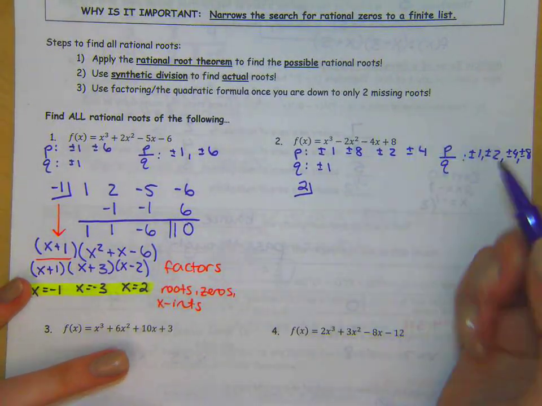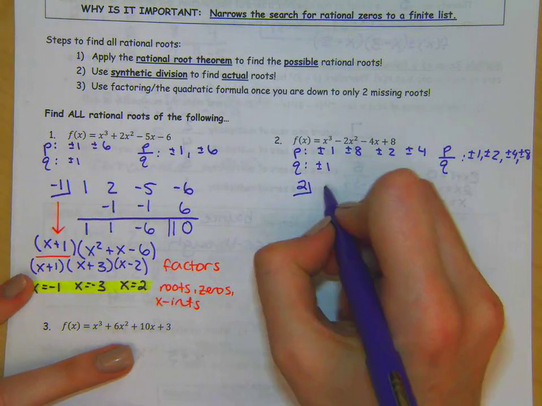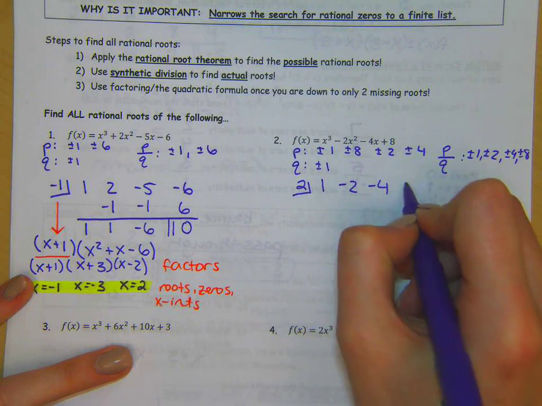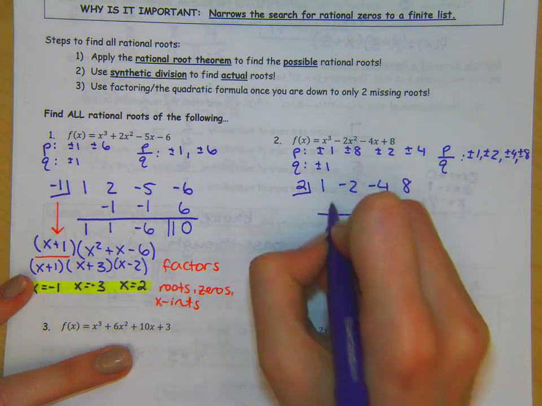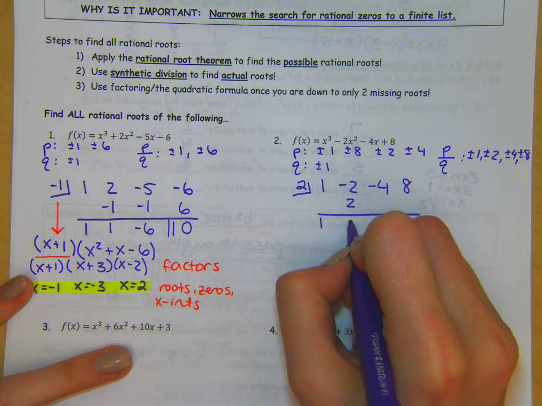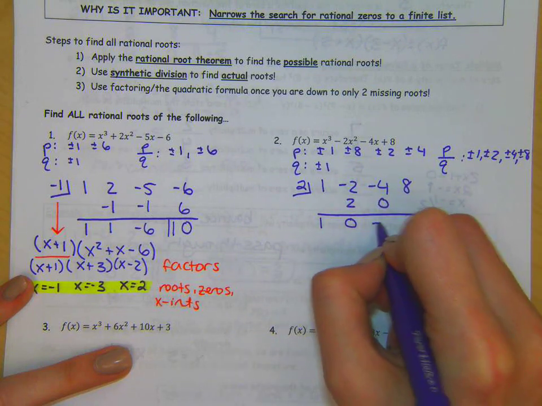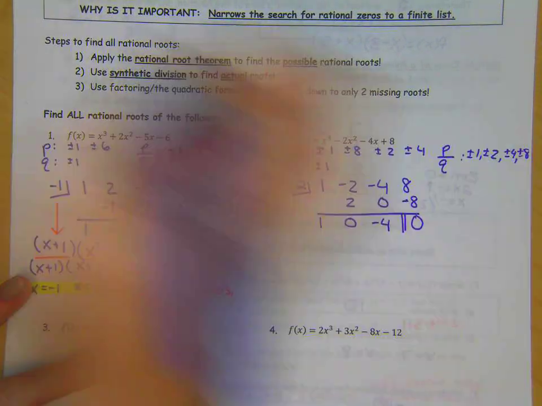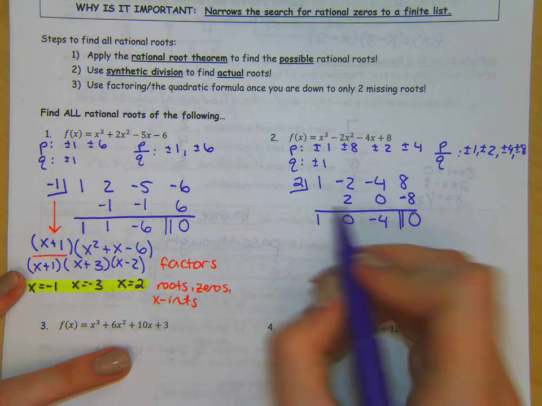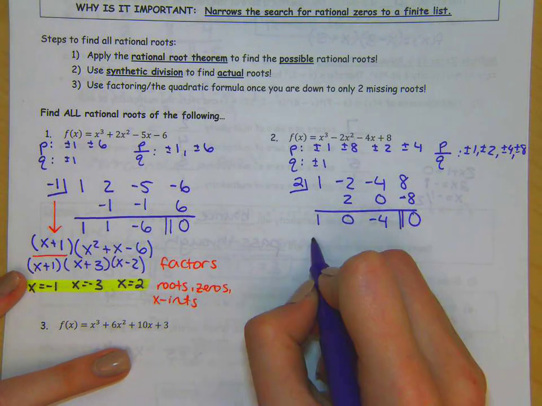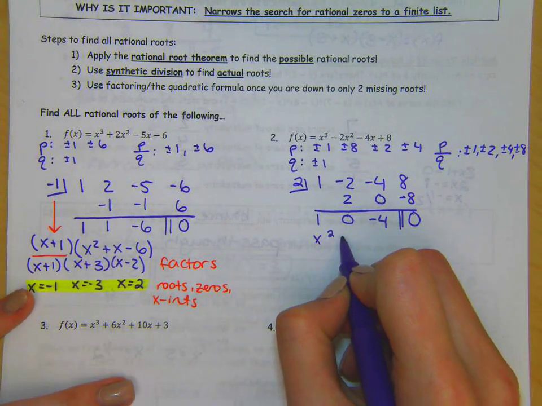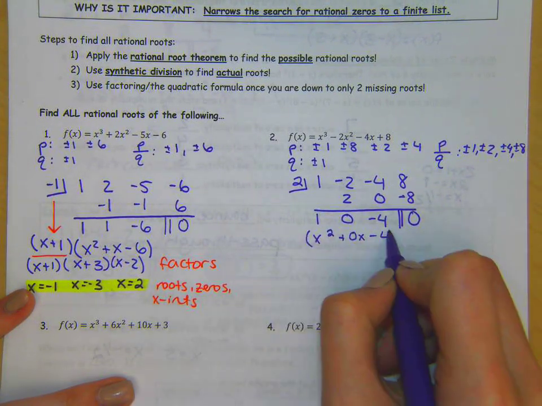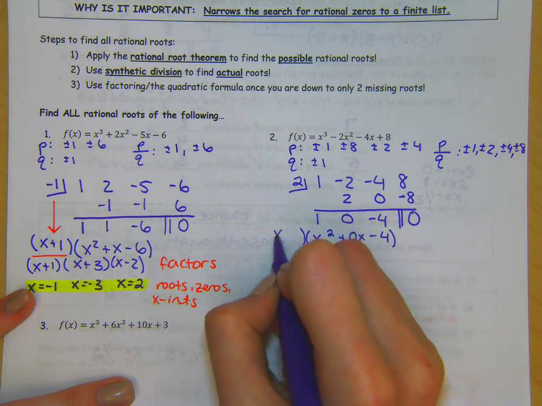For our guess and check, for the sake of time, 2 is the 0 that works here, or one of the ones that works for us. So I'm going to go through my synthetic division, leading coefficients of 1, -2, -4, and 8. Bring it down, multiply, add, multiply, add, multiply, and add. We get a remainder of 0. So from the 1, 0, -4, we have x squared plus 0x minus 4, okay? And the 2 here brings us x minus 2.